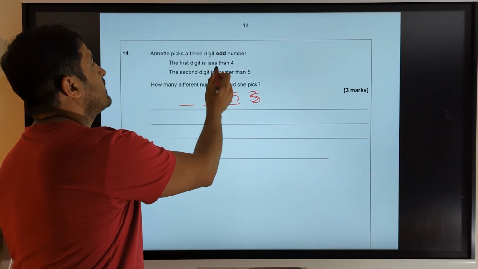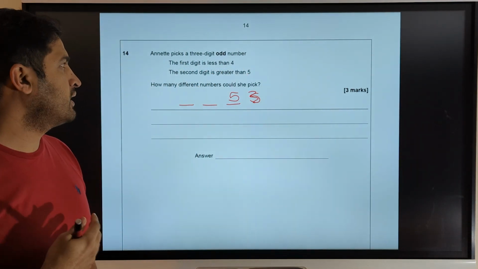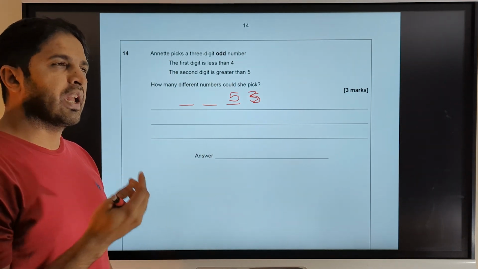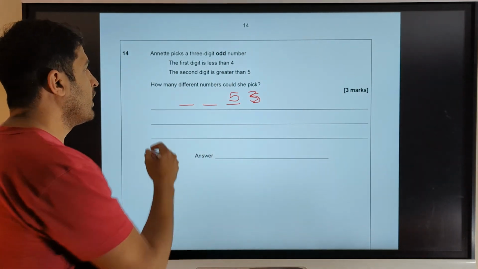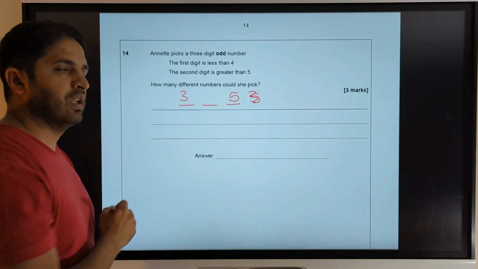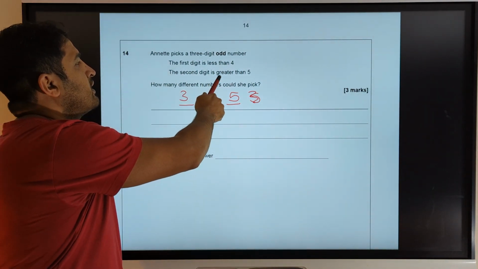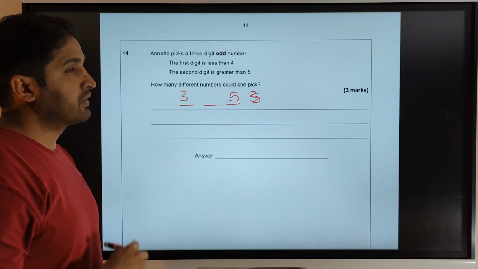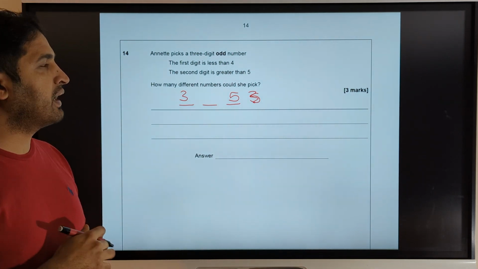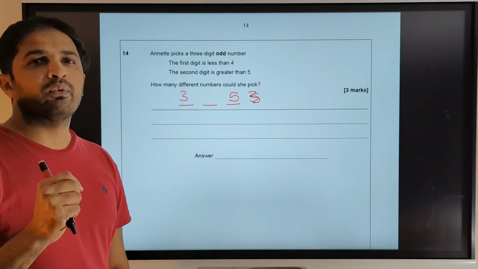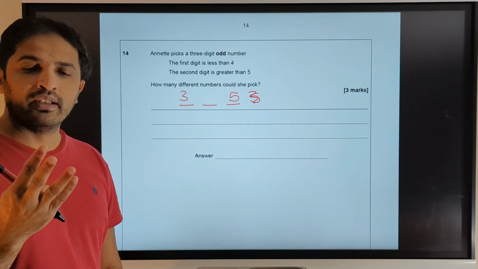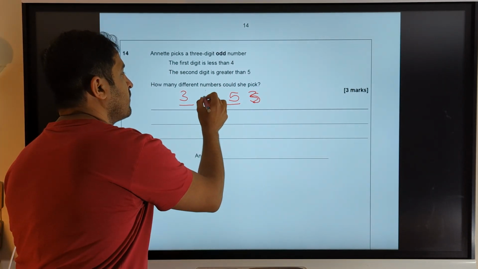Then the first digit is less than 4. So if the first digit is less than 4, then we can have 3 choices for the first digit: 1, 2, or 3. You can have any of those 3 choices. And then the second digit is greater than 5. So if the second digit is greater than 5, it could be anything from 6, 7, 8, 9. So 4 choices for that.